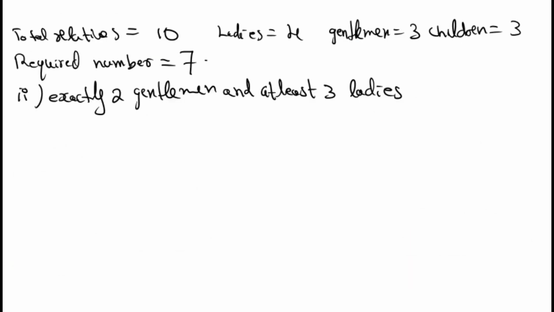See the second sub question, that is exactly 2 gentlemen and at least 3 ladies. Okay, here I'll write possible ways is equal to, see, first exactly 2 gentlemen, at least 3 ladies. What are the possibilities for ladies? You can take 3 ladies or you can take 4 ladies. Only 2 possibilities because total number of ladies is equal to 4 only. Okay, and at least 3 is also given, so you need to start from 3.